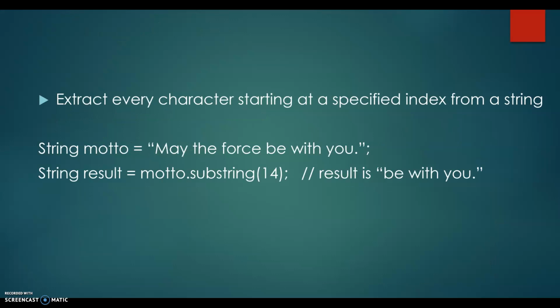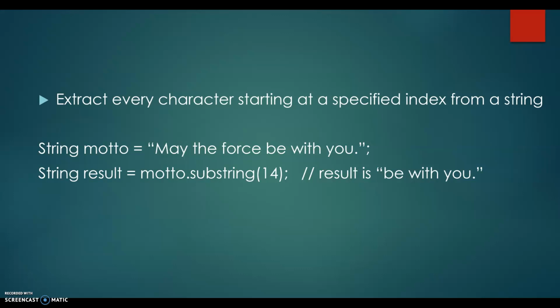So let's look at some examples. Extract every character starting at a specified index from a string. The string I'm going to be working with is called motto. And within motto, we have the value, may the force be with you. When we run substring on motto, we're going to do the first version of substring, where we just give it a single index position, which we gave as 14.